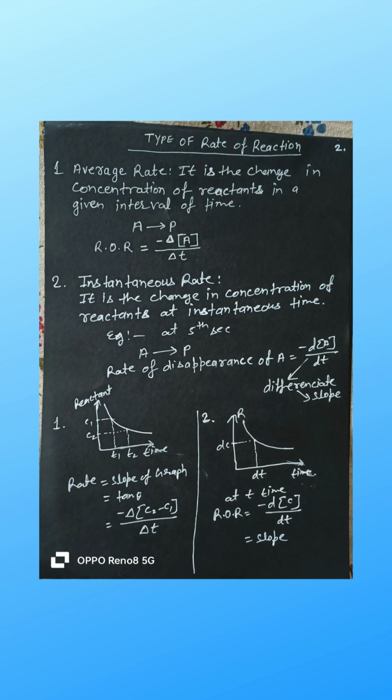Part 1. Average rate of reaction. Average rate means the change in concentration of reactant during a given time interval, that is, between two times. Suppose, at 2 seconds, A was more. At 6 seconds, A has decreased. Now, how fast A decreased between 2 and 6 seconds, this is the average rate.